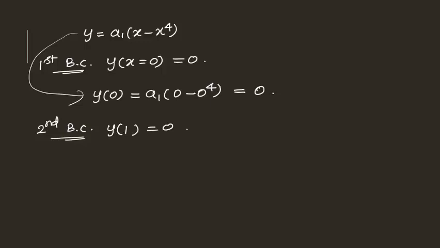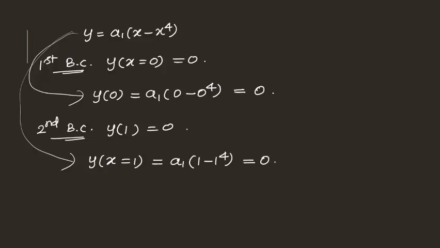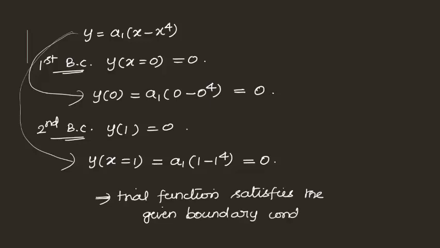Applying the second boundary condition in the trial function by substituting the value of x is equal to 1, a1 into 1 minus 1 power 4. So 1 minus 1 is 0, so this becomes 0. When we substitute the x value as 1 in the trial function, the output y becomes 0. So the second boundary condition is also satisfied. So the trial function satisfies both of the given boundary conditions, and we can proceed with the problem using the given trial function.